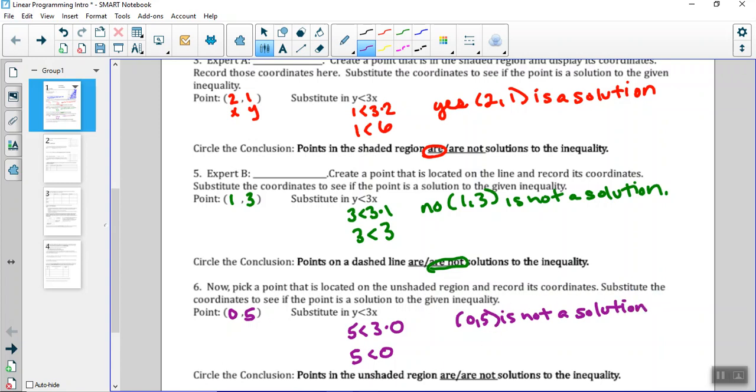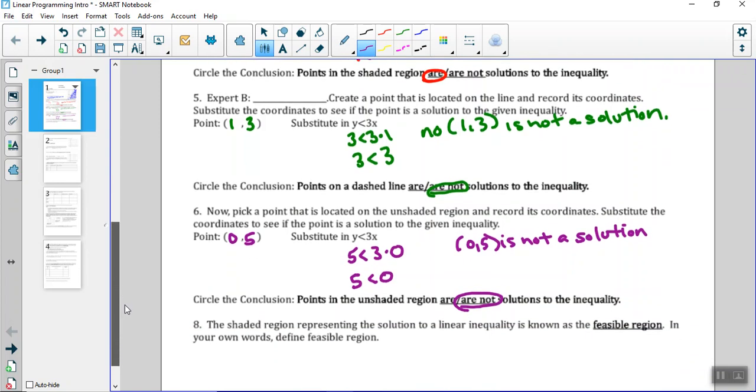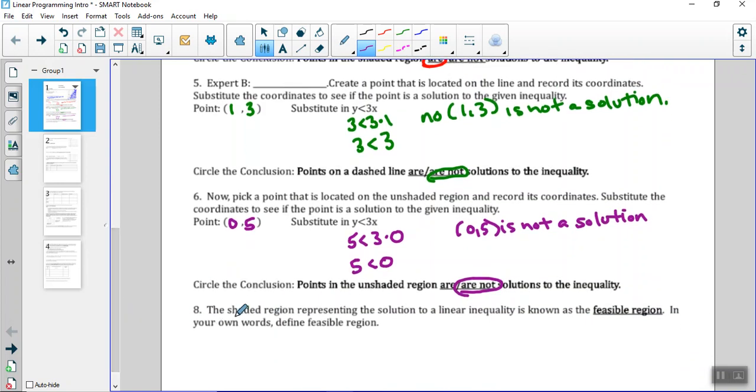And then I can circle the conclusion. Points in the unshaded region are not solutions to the inequality. Now here it tells you the shaded region represents the solution to a linear inequality, which is known as the feasible region. In your own words, describe the feasible region.